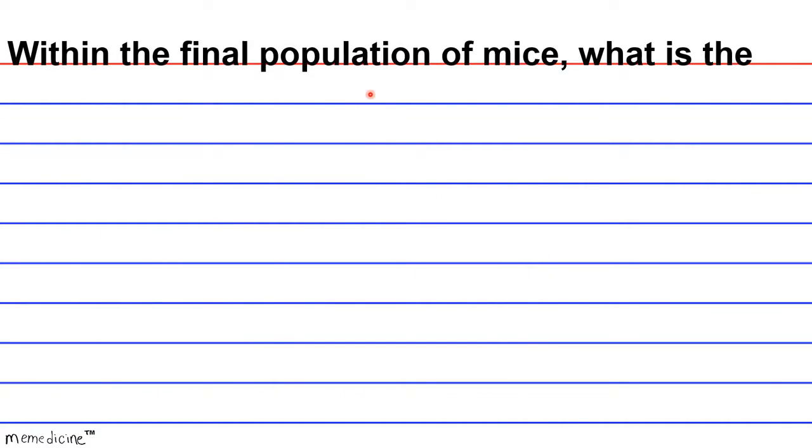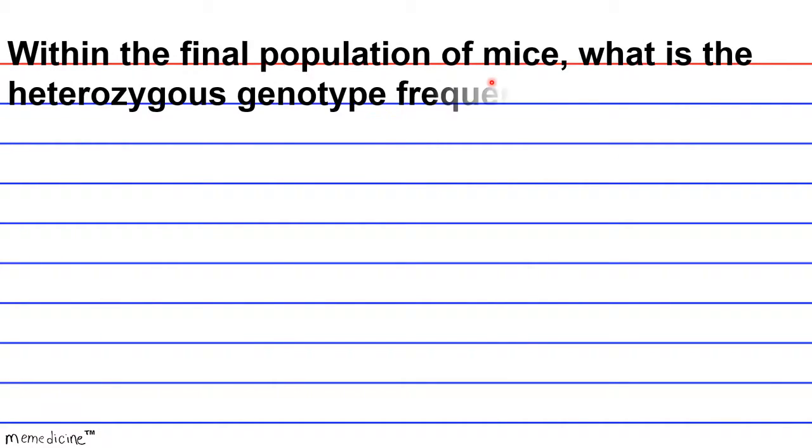Within the final population of mice, what is the heterozygous genotype frequency? Is it A, 16%, B, 48%, C, 12%, or D, 36%? I'll give you a moment to think. And in order to arrive at the correct answer, there's a specific principle that you have to be familiar with.